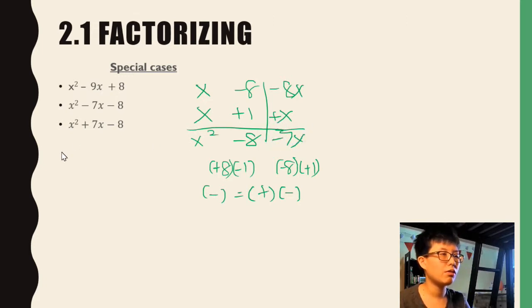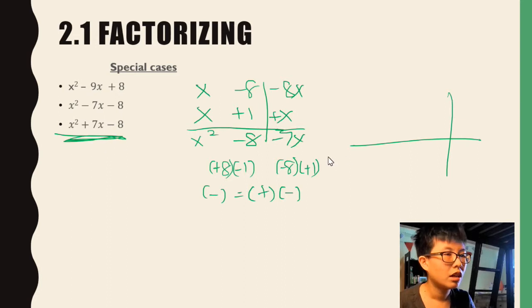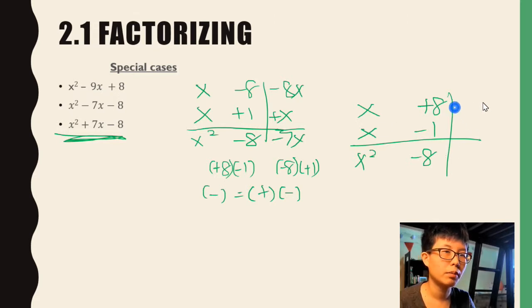Okay, so finally we will try the last one. X squared minus 8. X and x. So we're trying to get positive 7. So why don't we put 8 as the positive number and minus 1 as the negative number? So we get positive 8x and negative x, and it becomes positive 7x.